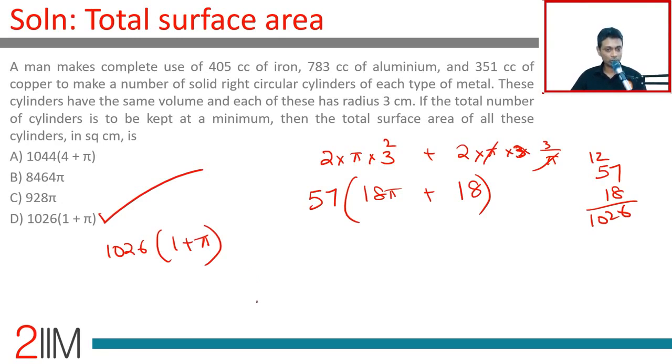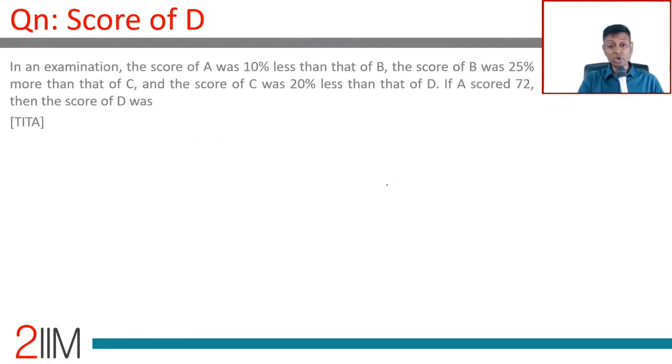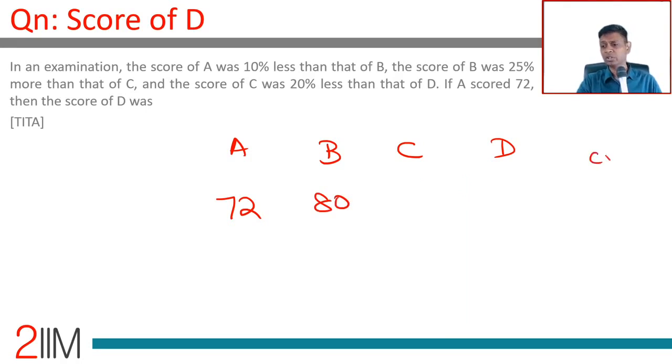HCF and then some poking around with simple mensuration. In an examination, the score of A was 10% less than that of B. B was 25% more than that of C. C was 20% less than that of D. A scored 72. 10% less than that of B, so B into 0.9 is A, or B is 80. B scored 25% more than that of C, so C into 5 by 4 is 80. C equals 80 into 4 by 5, 64.